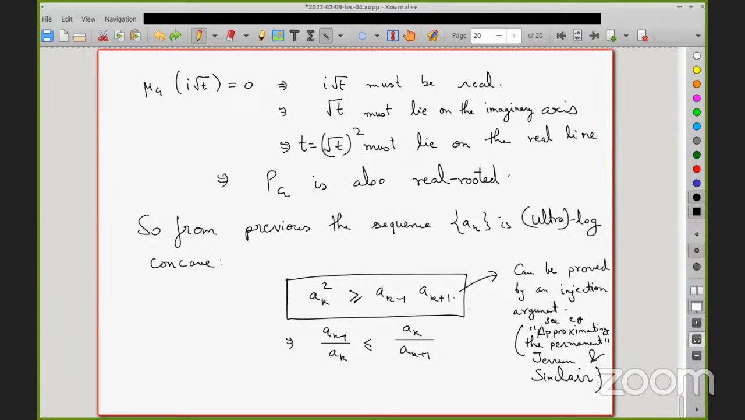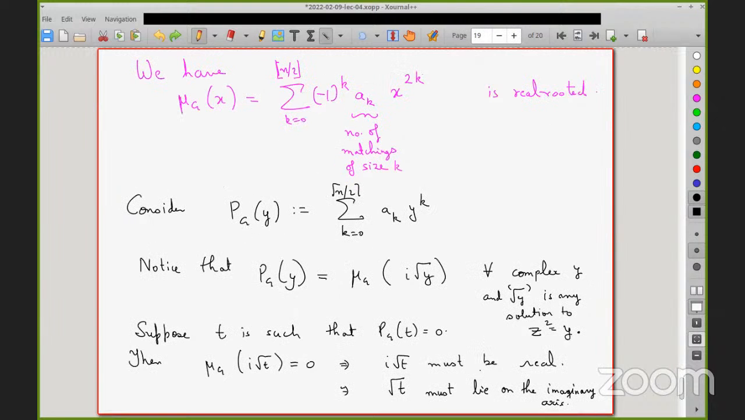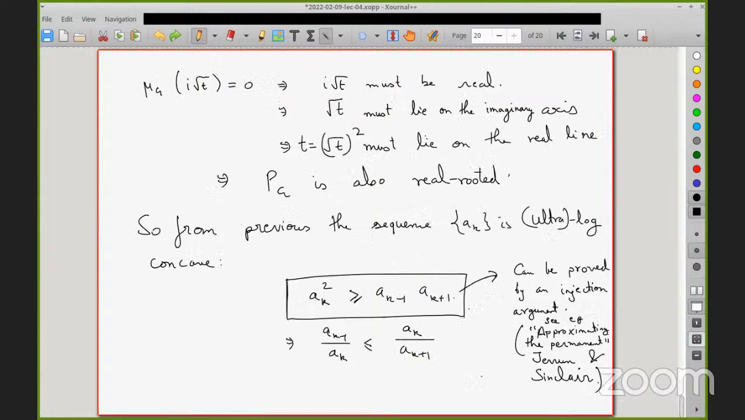Okay, any questions about what we have done so far? The matching polynomial is real rooted. The matching polynomial we used was this version, the sum of minus 1 to the k, a_k, x to the 2k. From that, we got that the more reasonable matching polynomial is also real rooted, and from that we got our one combinatorial result.